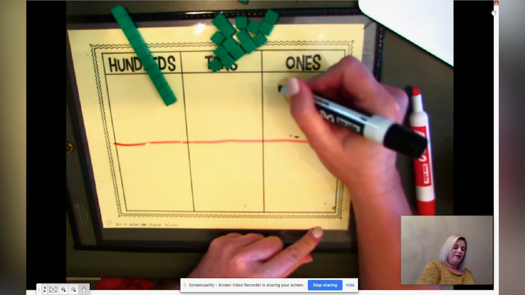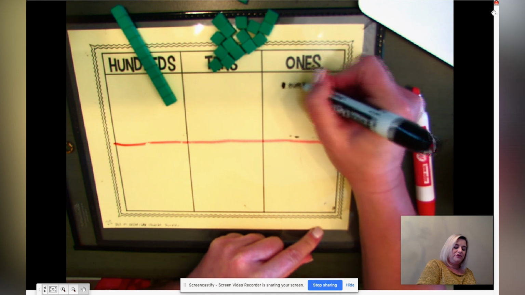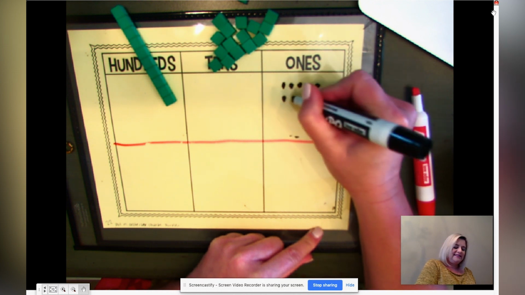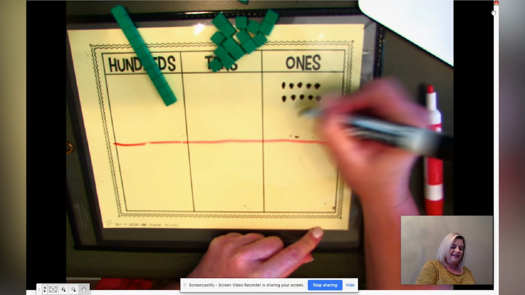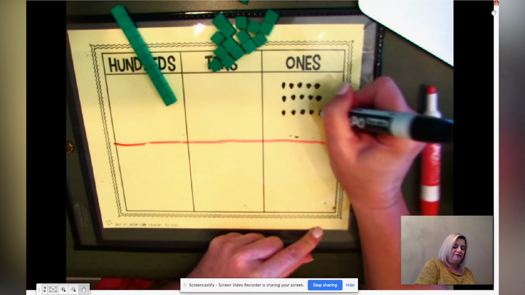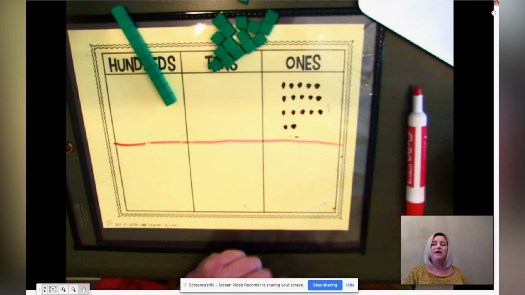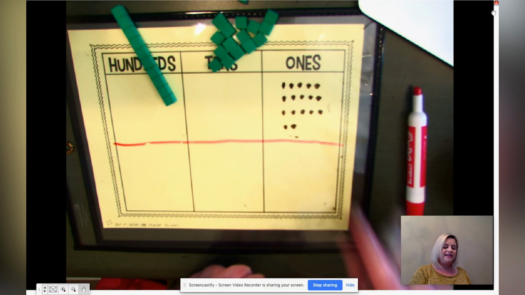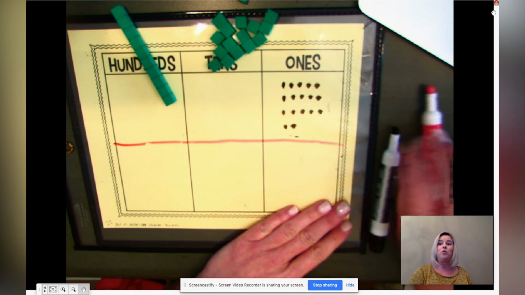Very good. Here I can do 1, 2, 3, 4, 5, 6, 7, 8, 9, 10, 11, 12, 13, 14, 15, 16, 17. So here I have 17 ones. Now, let's see. What could I do to make this easier? You're right. I could bundle them together and move them over. But before we do that, let's write the different ways for our 17 ones.